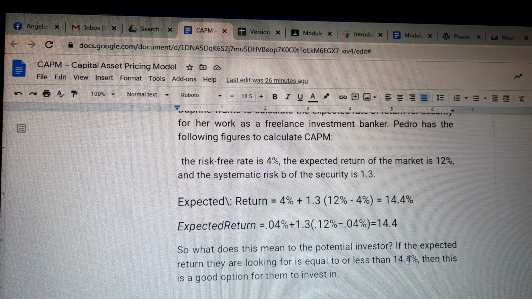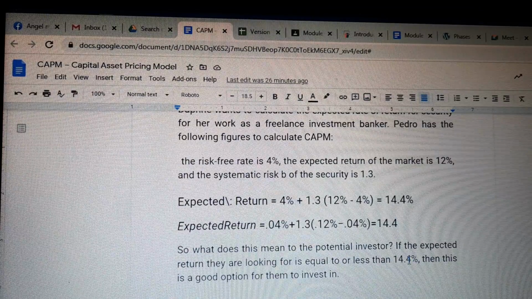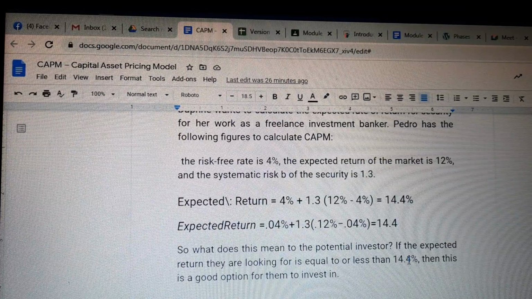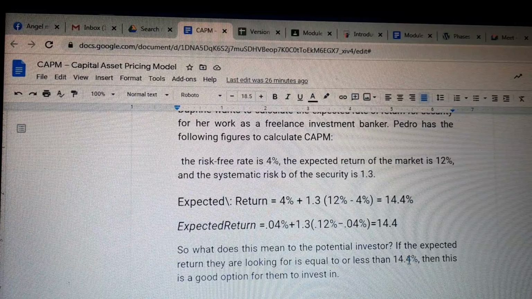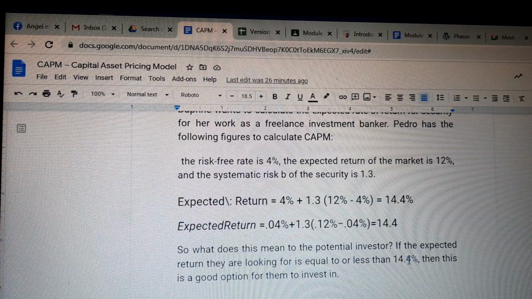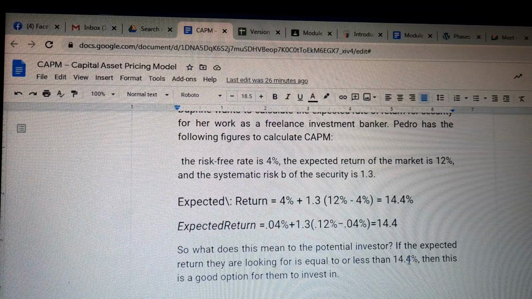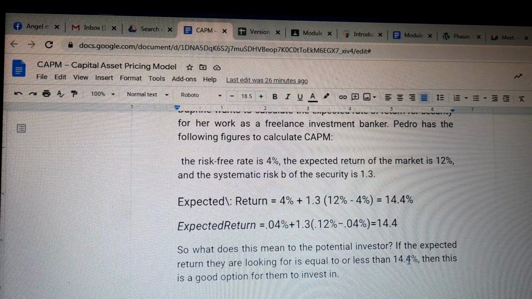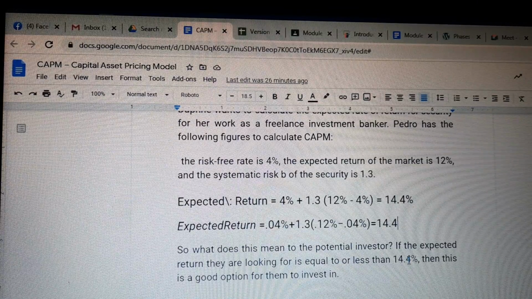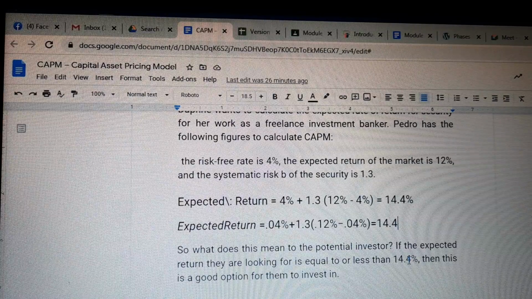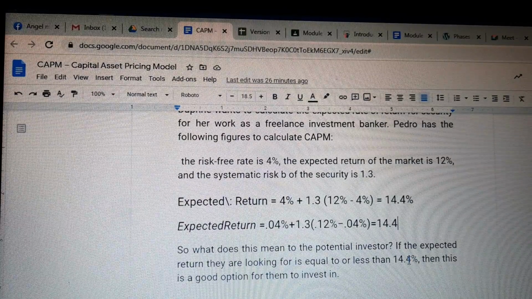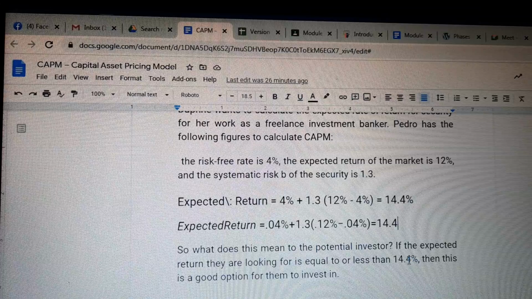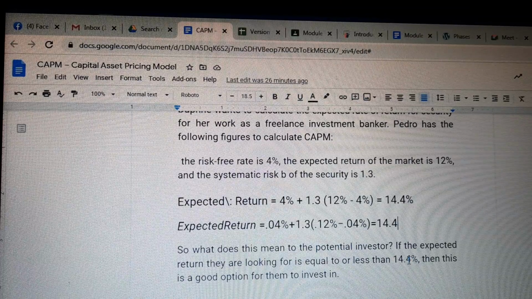ang iyang gi-expect. Like for example ako, I do not have the idea yet as to how much is the expected return without using any calculation, without using the capital asset pricing model. So nakintay ko na if I will invest in this security or if I will invest in this stock, expect ko nga ang return of investment nako ani is mga 8%. So okay na ko anang 8% annual return of 8%. So okay na ko na. Then you tried to calculate the expected return using CAPM. So maano to siya? Ang result is 14.4.